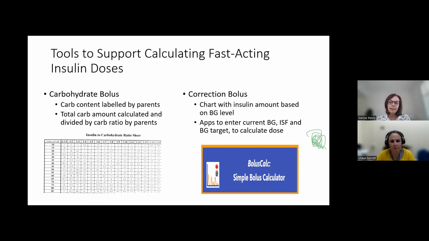BC Children's actually has an app. It's called a Bolus calculator, and it is helpful. You enter the target blood sugar, the current blood sugar level, and the correction factor, and it will help you to calculate a dose as well.